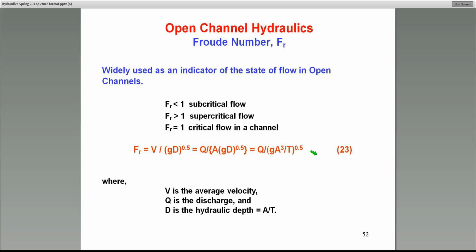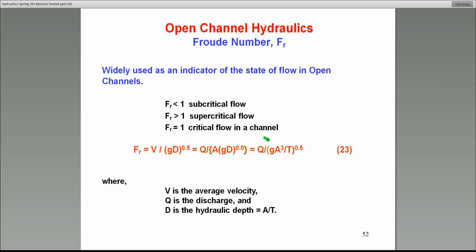In the case of open channel systems, we use what is called the Froude number. The Froude number, original definition, is velocity divided by the square root of G times D, the hydraulic depth, which I defined to you earlier. I'll repeat it again here: it is the flow area divided by the top width.